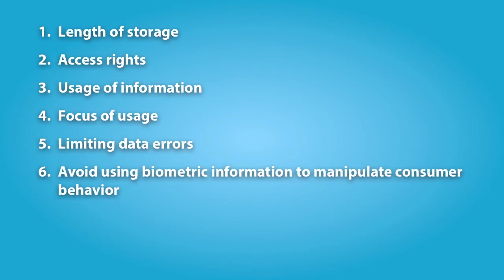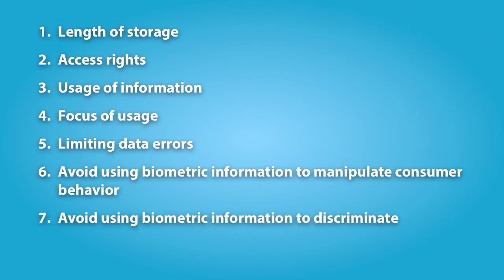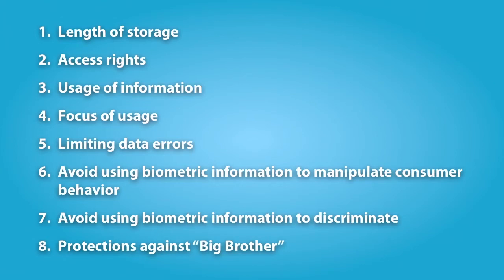How can we avoid the private sector from using biometric information to classify individuals into, quote, mini markets, unquote, so as to better manipulate consumer behavior? How can we prevent the private sector from using biometric information to discriminate against certain classes of people? And finally, perhaps the largest privacy concern is what protections are there to prevent the government from using the information to exert social control over citizens, to infringe upon our civil liberties, or to otherwise become Big Brother?